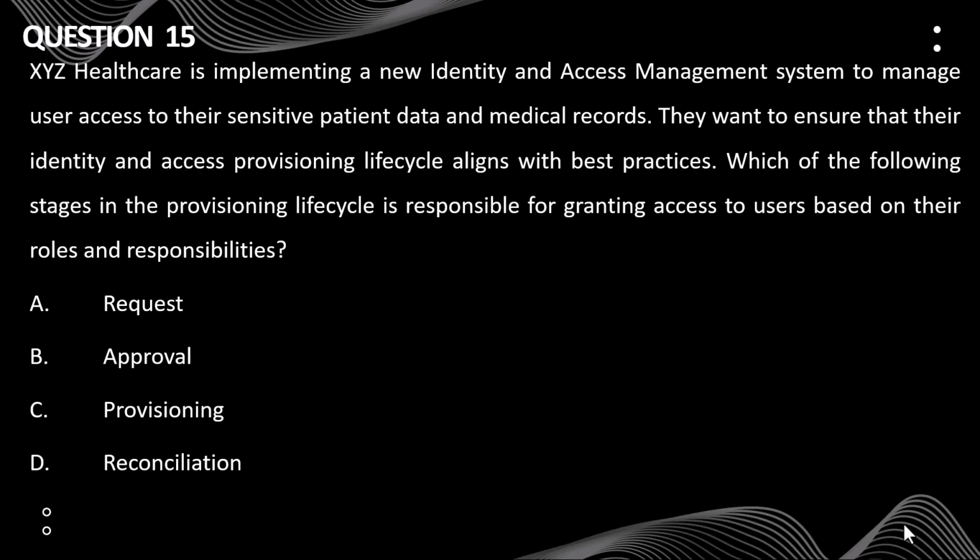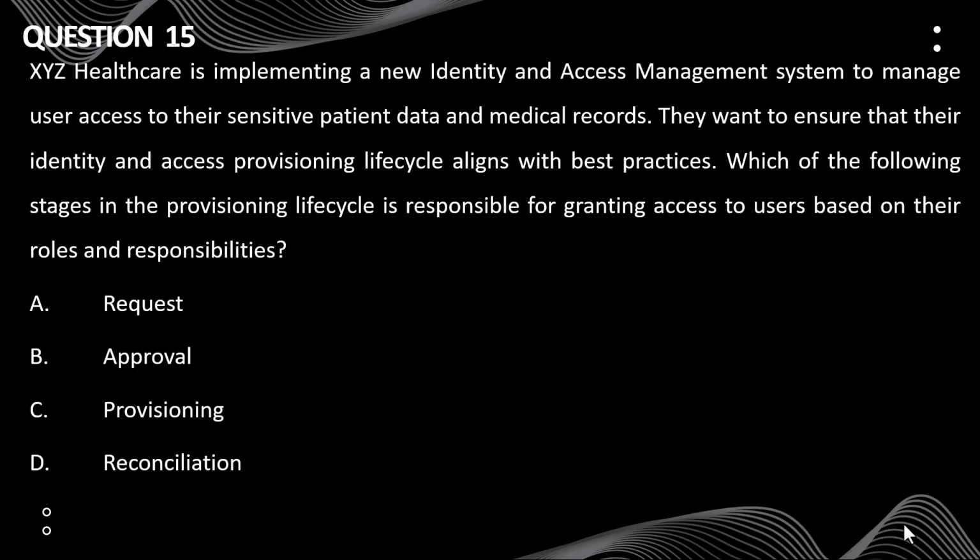I'll give a brief explanation of the different stages of the provisioning lifecycle. The request stage is the beginning, where requests for access to systems or resources are submitted. The users or their managers can request access based on their needs. The second stage is approval. In this stage, the requests are reviewed and approvals are granted, and this often includes validation by the managers or system owners to ensure that the request is legitimate and necessary.